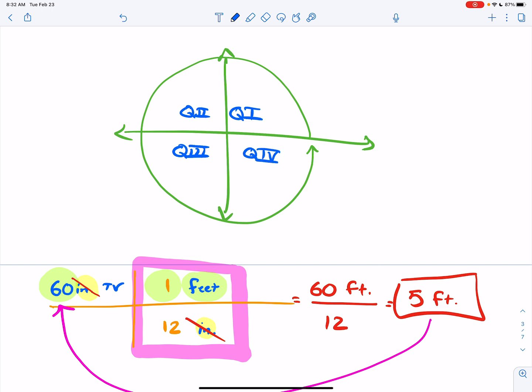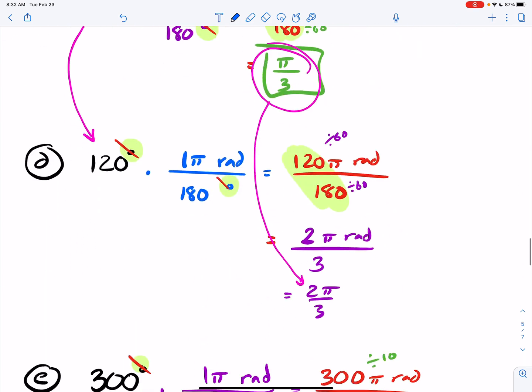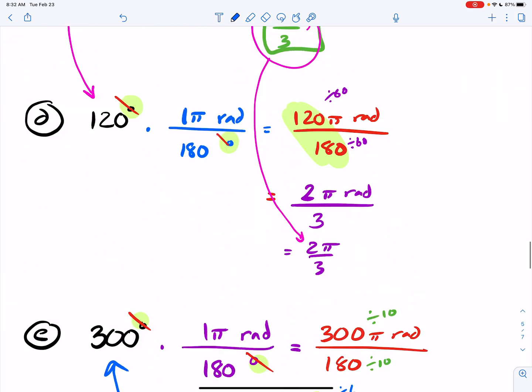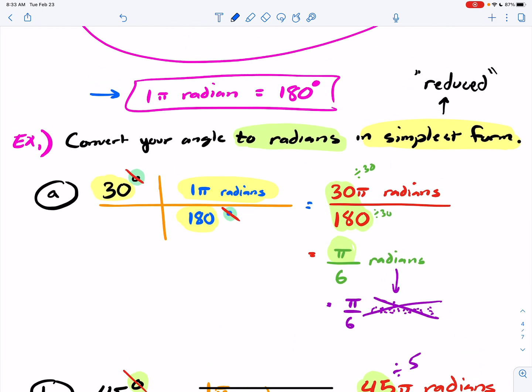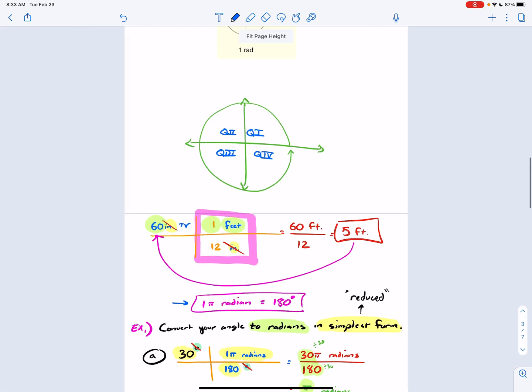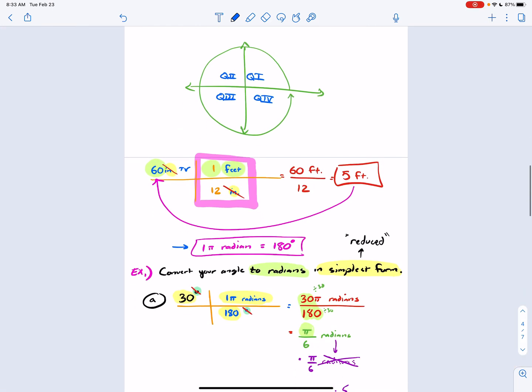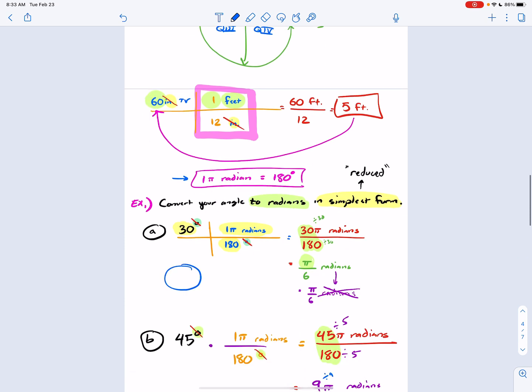Look back in your notes. Here's what I'm going to ask you guys, okay? We have A, B, C, D, E, and F. I want you to go ahead and label what quadrant that angle is in. So I'll give you the first one just to give you an idea. I know that 30 degrees is somewhere in between 0 degrees and 90 degrees. So I know it's somewhere in quadrant 1. Okay, label the rest.